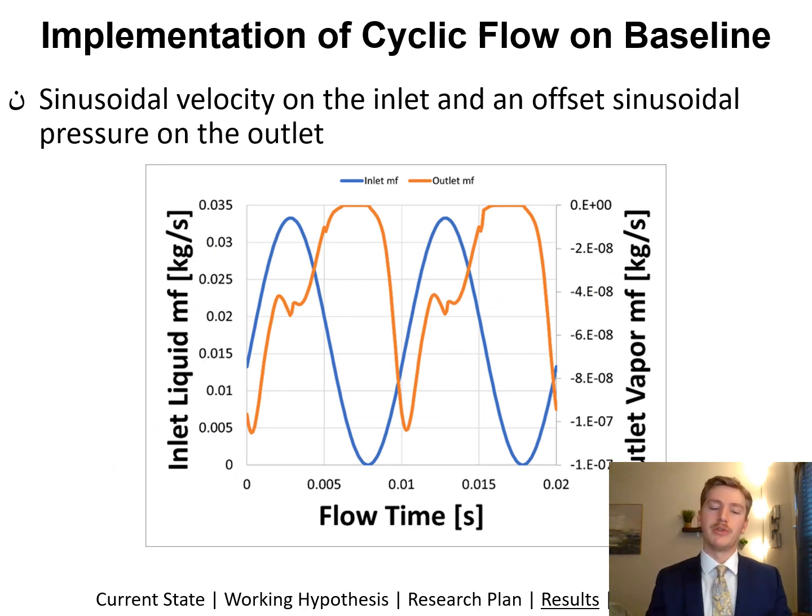All the models up to this point use a constant inlet mass flow. However, the actual fire extinguisher will have a cyclic flow similar to the Bombardier Beetle. This is achieved in CFD by having a sinusoidal velocity condition on the inlet and an offset sinusoidal back pressure on the outlet. This creates periods of high flow in and out, and also periods of almost no flow in the chamber. And as can be seen in the graph below, there's a plot of inlet liquid mass flow and outlet vapor mass flow plotted over the flow time of about 2 periods. As can be seen, the inlet velocity and outlet velocity is exactly what we're looking for, where it's sinusoidal and offset.